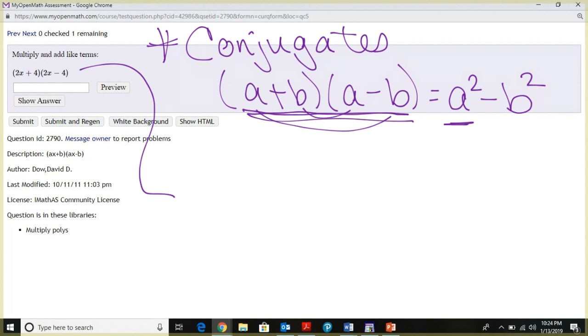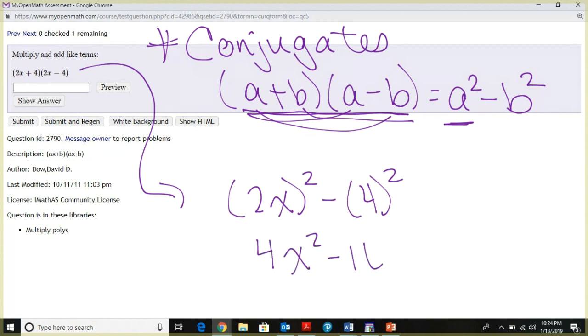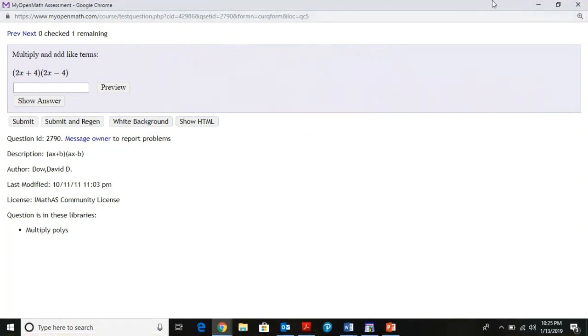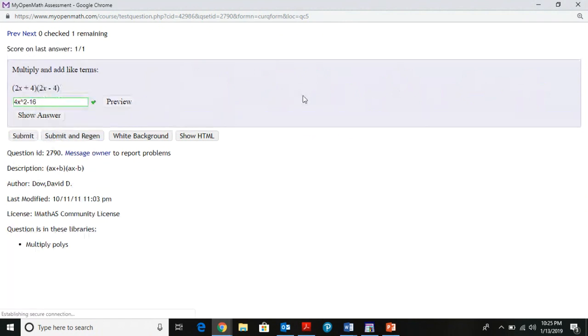So if we look at this one, instead of foiling it, we can just say it's the first one squared minus the second one squared. So pretty cool. So this is 4x squared minus 16. When you're multiplying conjugates, if they're exactly the same except just the sign in the middle, then you can just square the first one, so 4x squared, minus square the second one. So it's pretty sweet. Nice little shortcut there. So this is just going to be 4x squared minus 16. Yay.